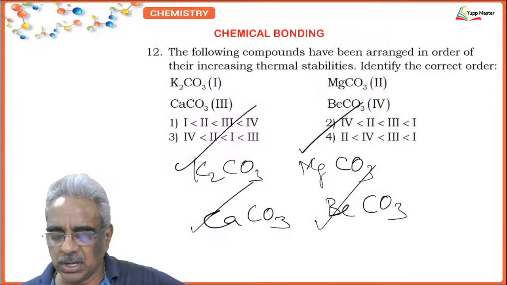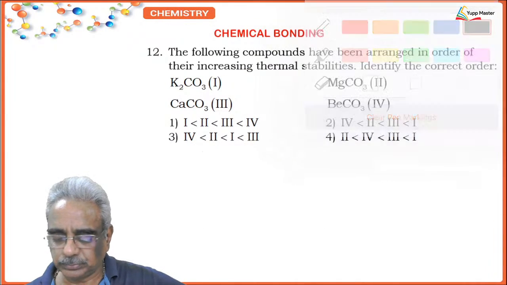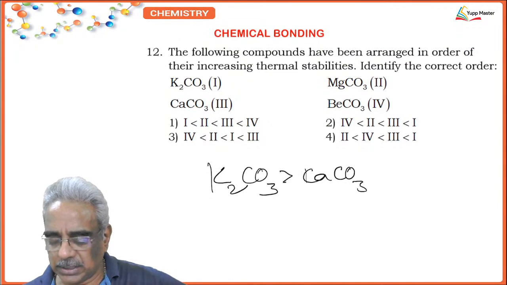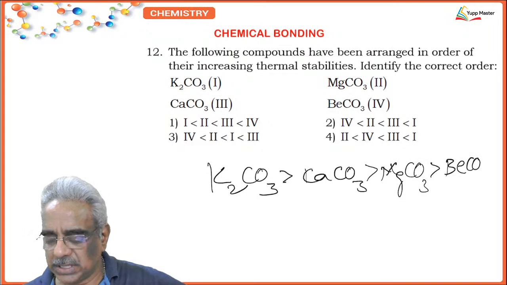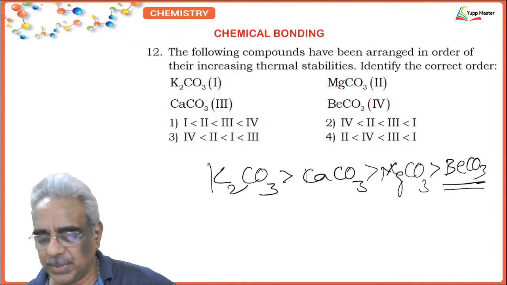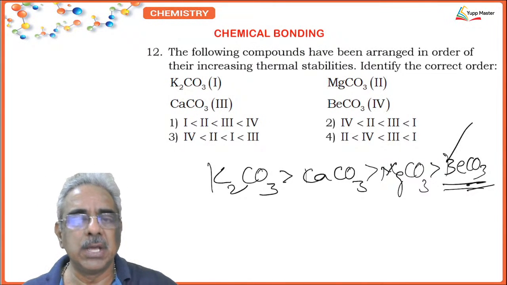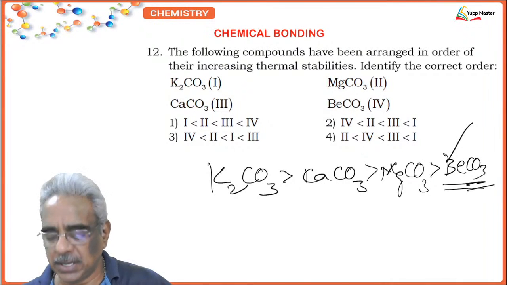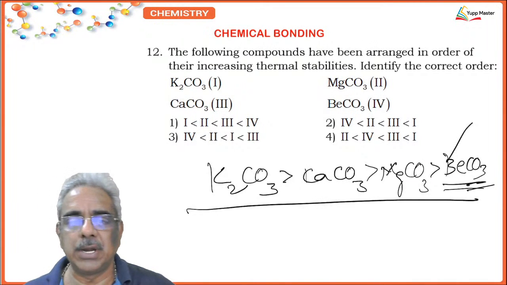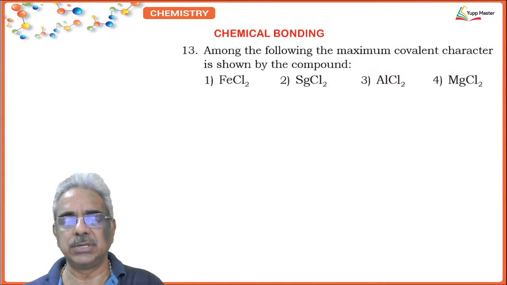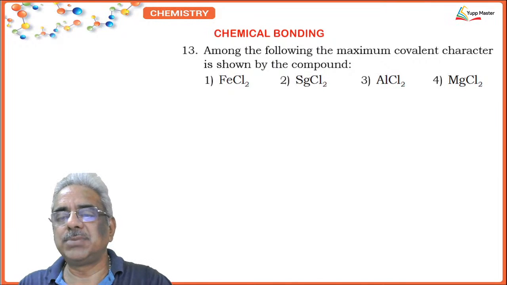So in the given list, what should be the order we should follow? Potassium carbonate is most stable. Then comes calcium carbonate. Then comes magnesium carbonate, and easily polarizable, easily decomposable beryllium carbonate, because beryllium polarizes the carbonate to a great extent and spoils carbonate. You can easily heat it. So thermal stability decreases from potassium carbonate to beryllium carbonate, or increases from beryllium carbonate to potassium carbonate in the given list. Among the following, the maximum covalent character.